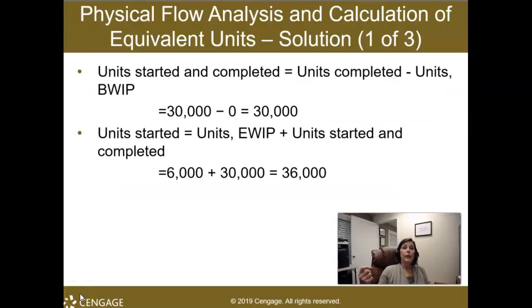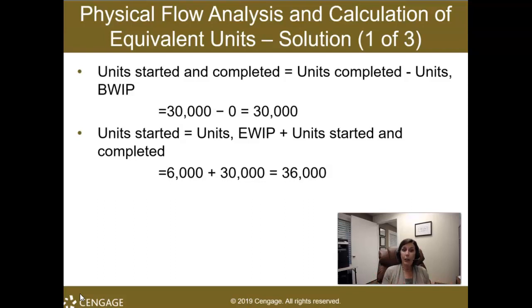Okay, so we have to do a little bit of math here. The first thing we need to determine is how many units did we start and finish? The calculation for that is units completed minus what was in our beginning work in process inventory. Well, we didn't have anything in our beginning work in process inventory, so that's pretty simple. We finished 30,000, and so those are the units that we started and finished.